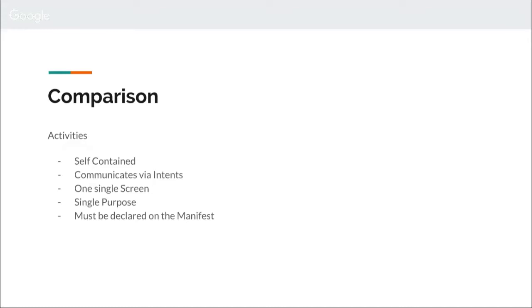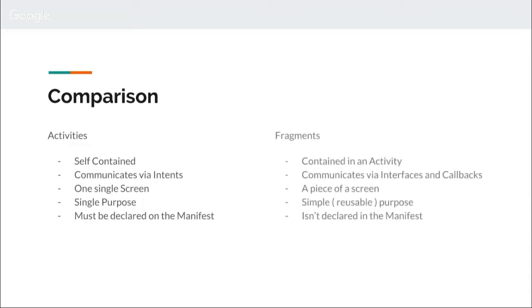Now that we understand how activities work, let's take a look at the fragments. A fragment is contained within an activity, right? A fragment doesn't do anything until it's attached to an activity. A fragment doesn't have a context of its own, and it doesn't have a lot of the resources that an activity has. Instead, it's kind of like added to an activity.